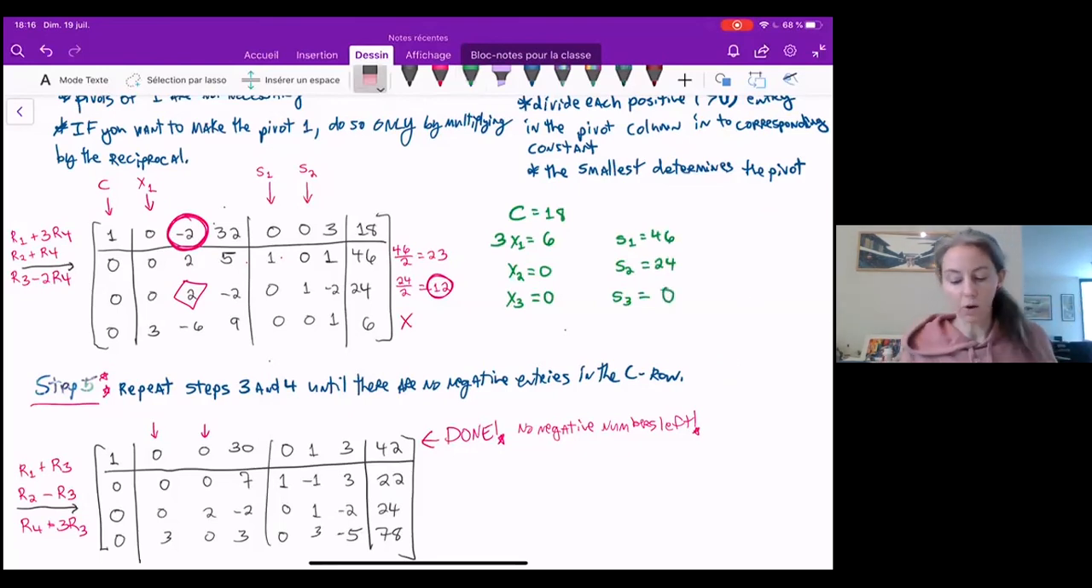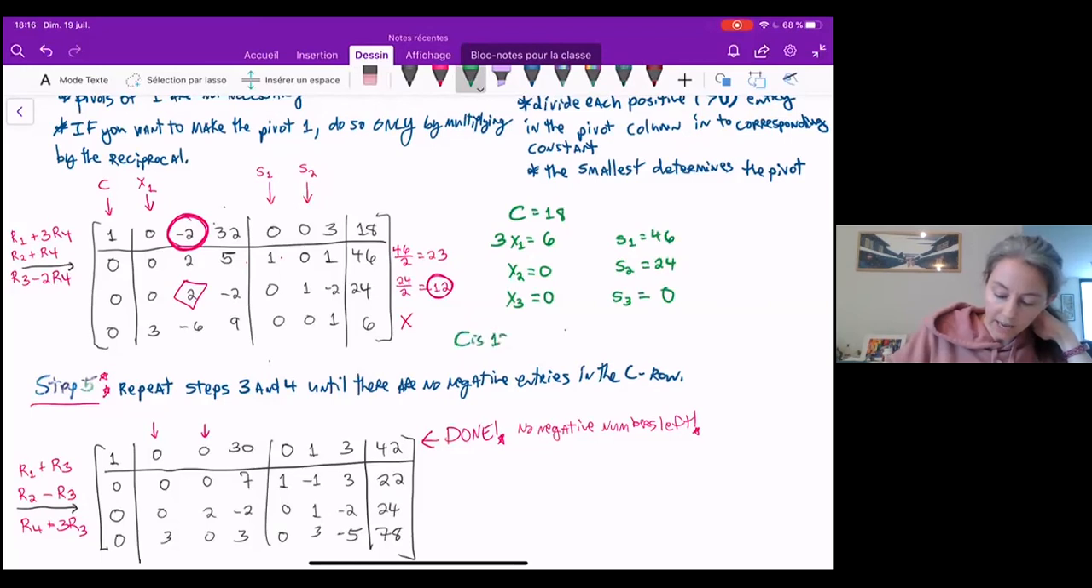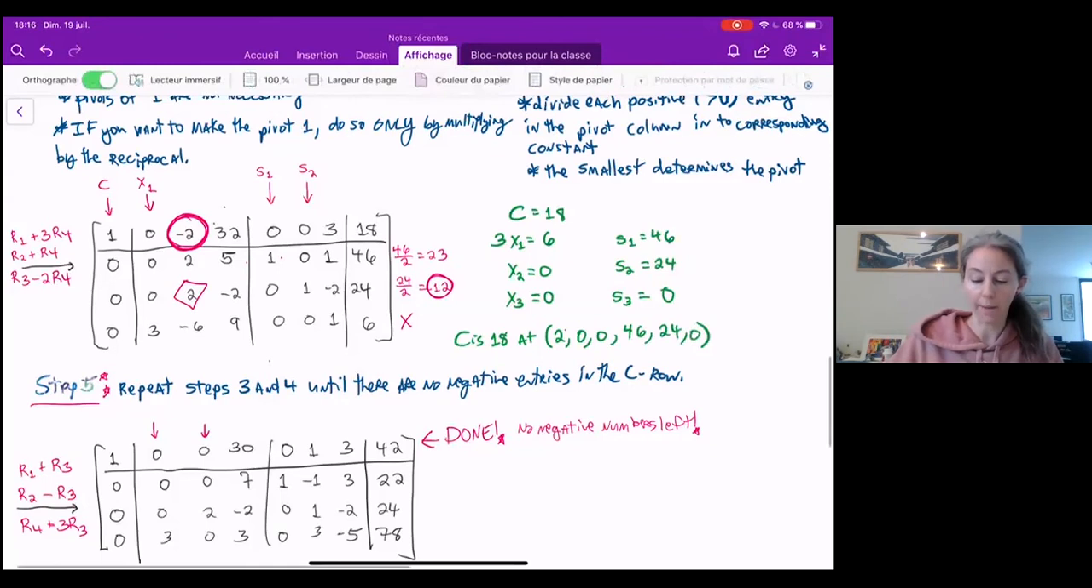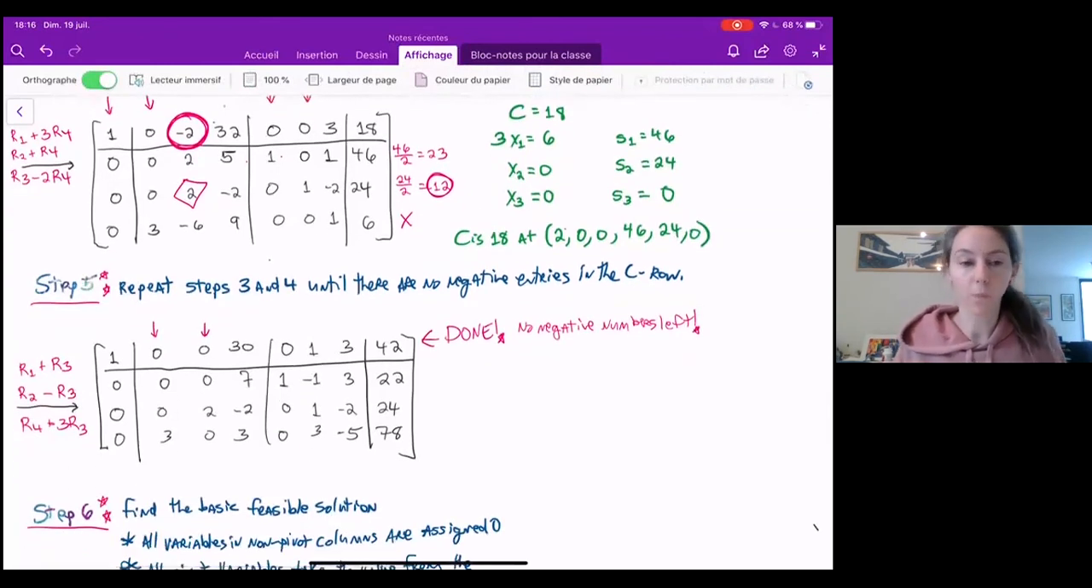So this right here is actually one of the corner points of the region. If we were to graph it, this would be one of the corner points, and the value that C would take at that corner point is 18. So in other words, we're saying C is 18 at the point, so not 6, but 6 divided by 3, so 2, 0, 0. And in the point, we're also going to include our slack variables. So that's 46, 24, 0. Okay, so that's not my final answer because I wasn't done yet.